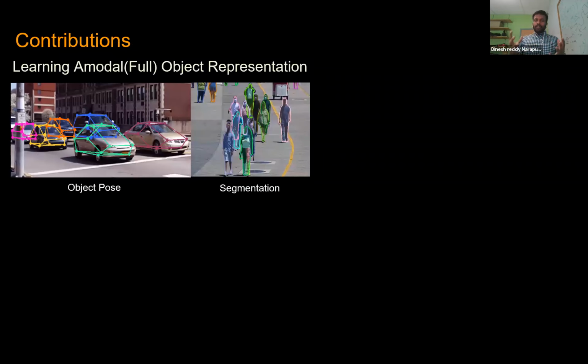So what I'm going to talk about in this talk is, first, how do we learn a full object representation, that is, can I get the poses of the objects in both the visible and the occluded regions, or the segmentations of all the objects, not only the visible but even the occluded parts, so that we have a holistic representation of the scene.